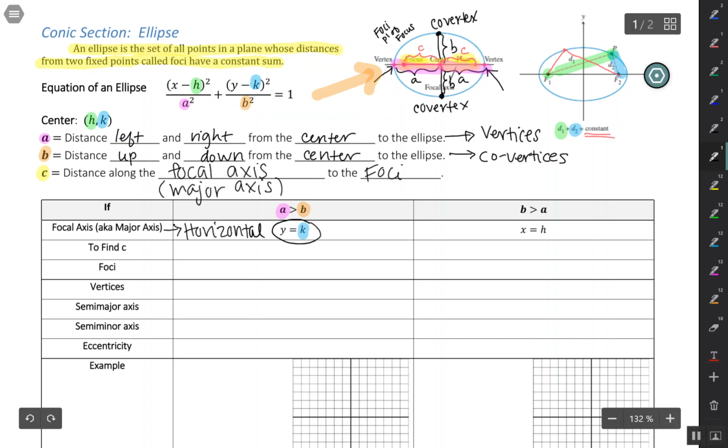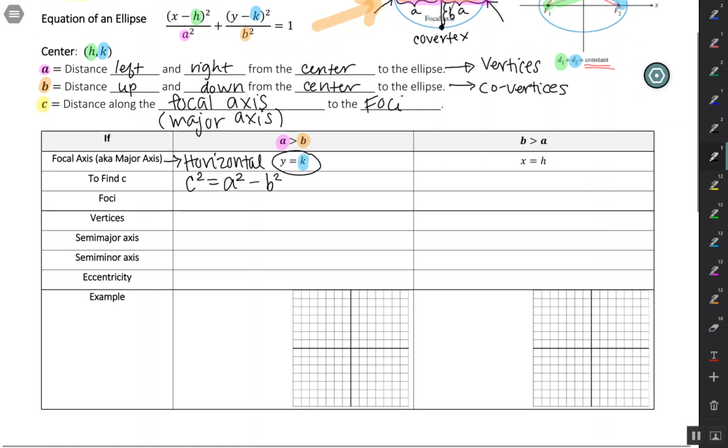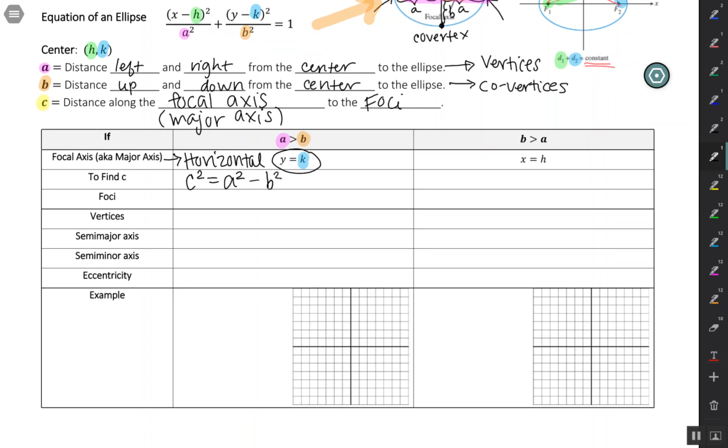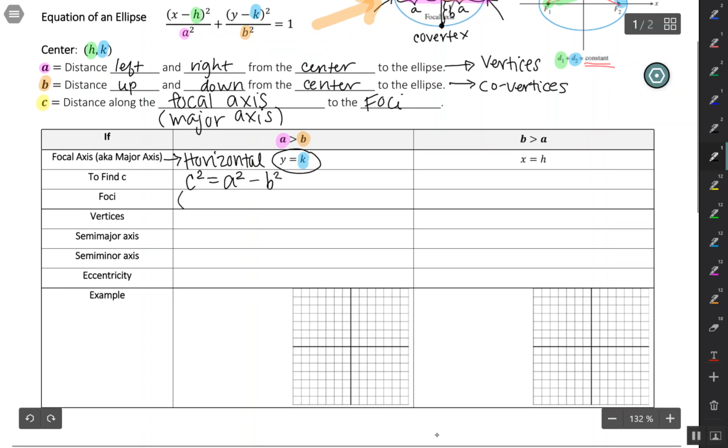Okay, so we have an equation to find c. You'll notice that c is not anywhere in the formula. So to find c, we do c squared equals a squared minus b squared. It's kind of like the Pythagorean theorem in a way, except we're subtracting. The foci then are going to be at the points (h plus or minus c, k).